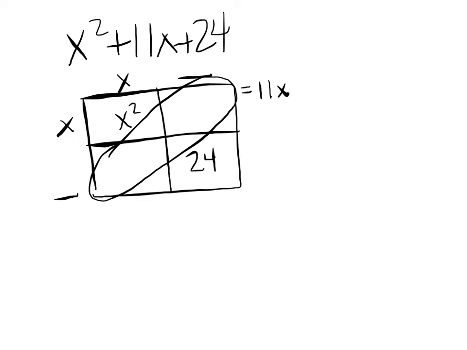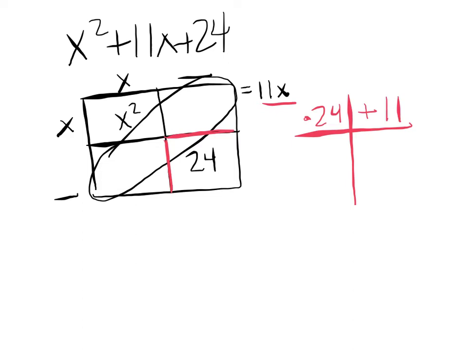So now we need to think about our numbers. If we look at our area model, we see the two missing numbers need to multiply to be 24. And those two missing numbers also need to add up to get me my 11x's. So now we need to start thinking of factors of 24.